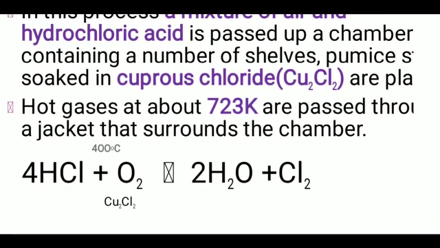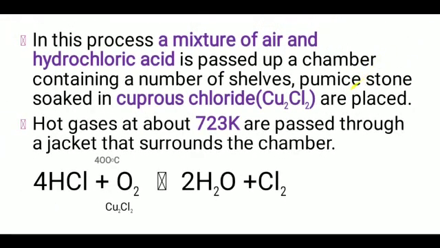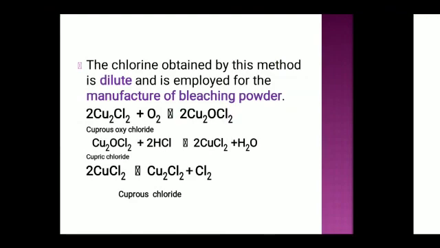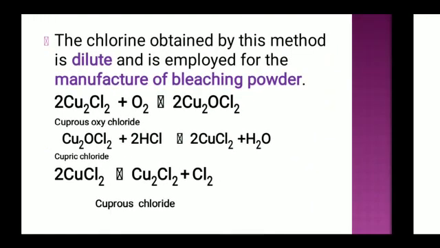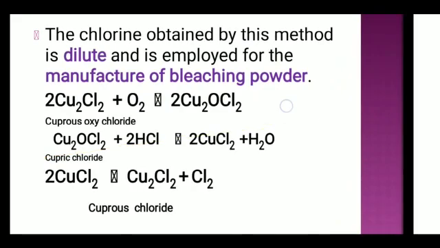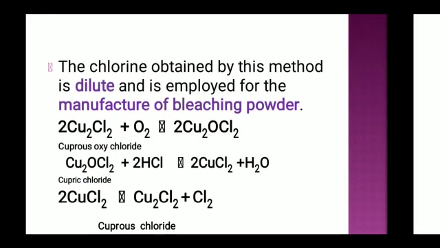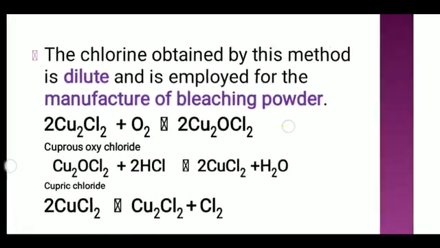Now we move to the chemical reaction. 4HCl plus O2 gives us 2H2O plus Cl2 at the condition of 400 degrees Celsius and in presence of cuprous chloride. The chlorine obtained by this method is dilute and is employed for the manufacture of bleaching powder. The catalyzed reaction is given below.